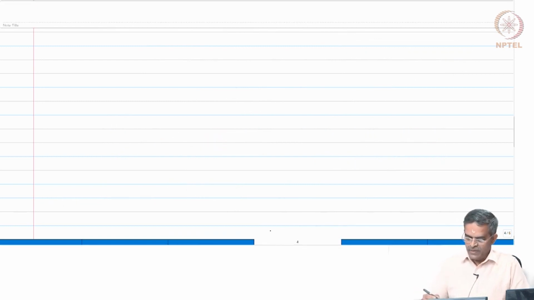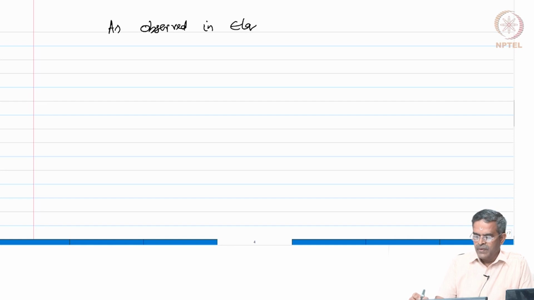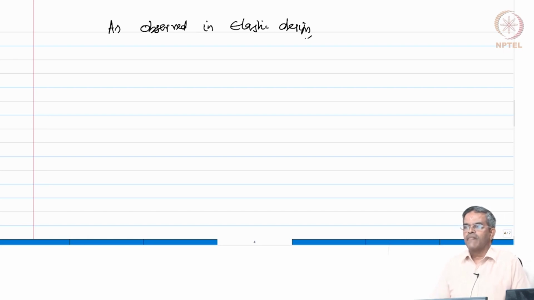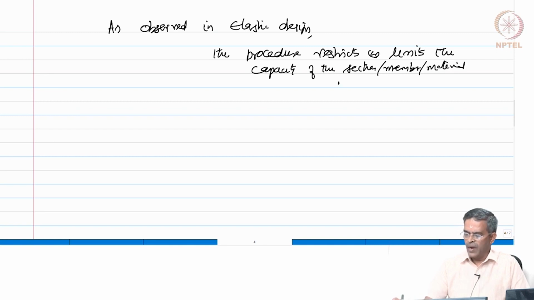Okay? So, friends, as seen in elastic design, the capacity, you will say the procedure restricts or limits the capacity of the section or the member or the material, whatever you want to say, up to first yield, is it not?